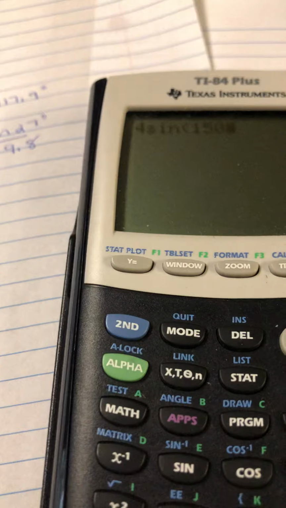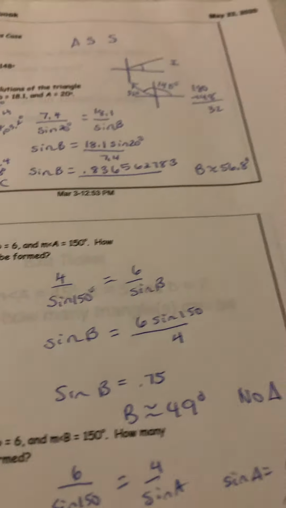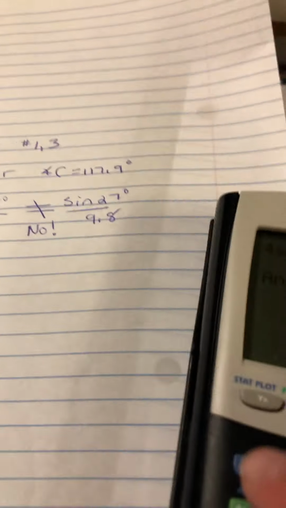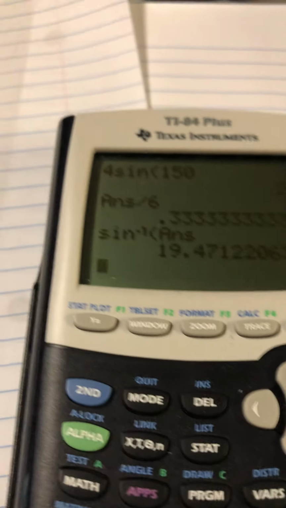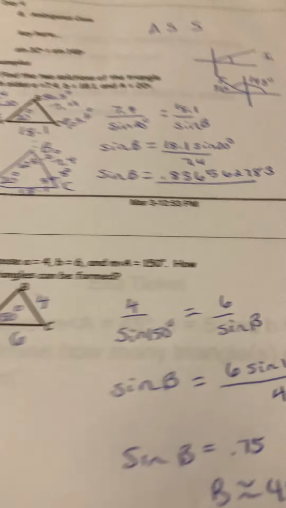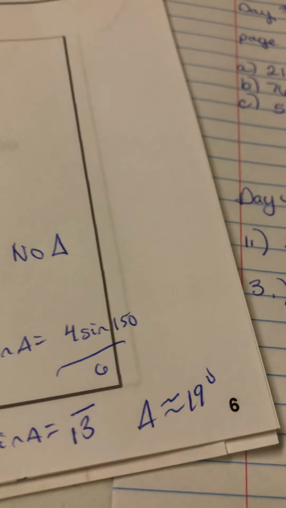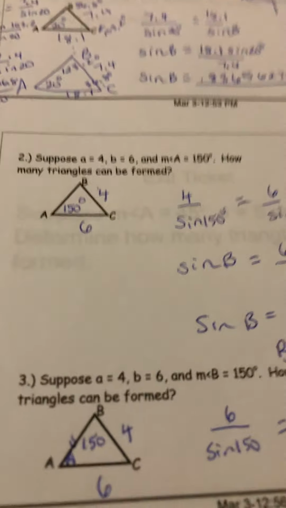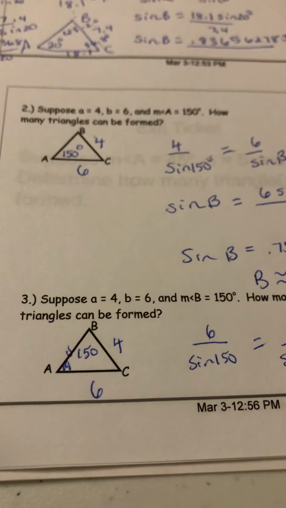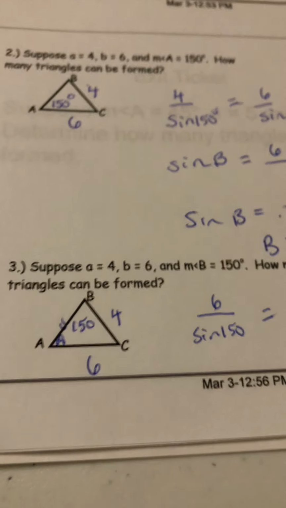4 times the sine of 150 degrees divided by 6. Okay, I get 0.3 repeating as my decimal. Okay, 0.3 repeating. So now if I go to my calculator once again, second sine, second answer, I get about 19 degrees. Okay, so angle A is about 19 degrees. Now, let's go back to the picture here. It's okay to have a 19-degree angle in this triangle. Yeah, 19 plus 150 is 169. It leaves 11 degrees for angle C, so it is possible.